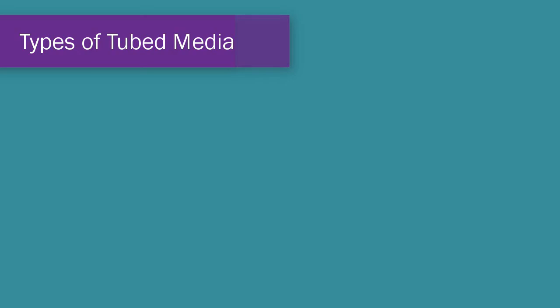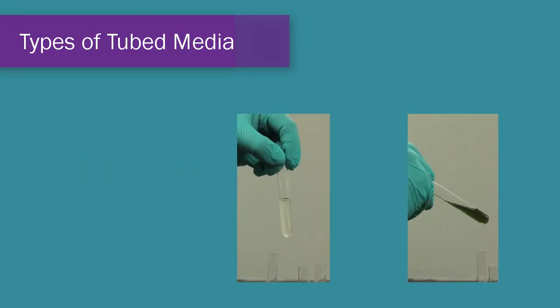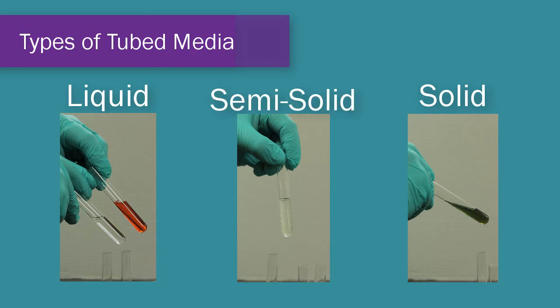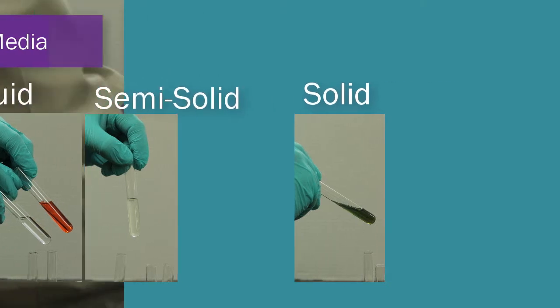So I'd like to talk to you today about how to inoculate tubed media. There's basically three types of tubed media that you're going to be using in the microbiology lab. One of them is liquid, one of them is a solid, and the other one is considered a semi-solid media. Let's take a look at what each one of those would look like.